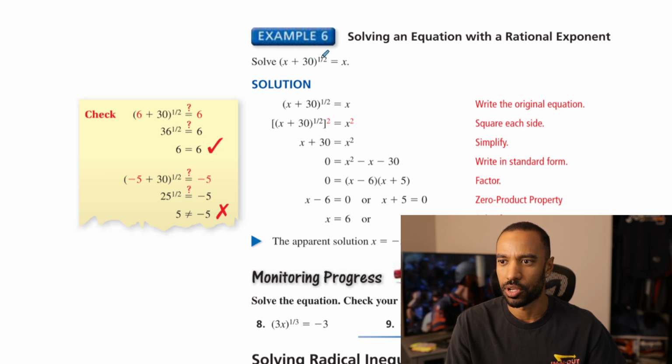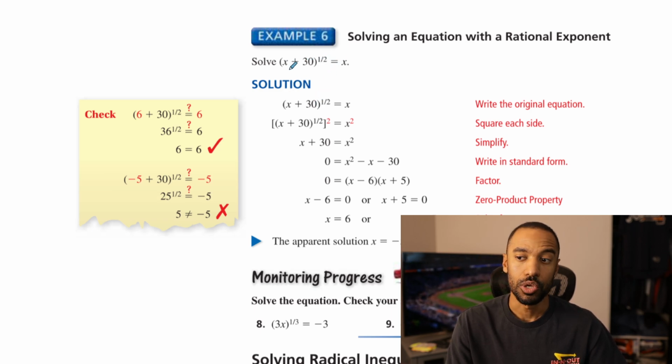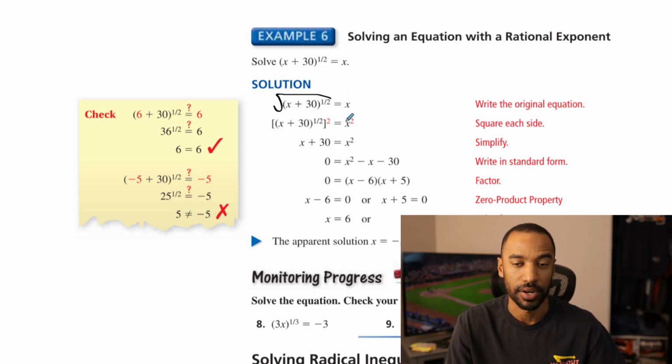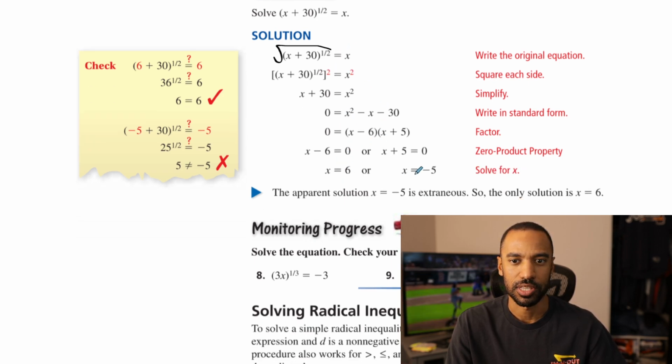x plus 30 to the 1/2 equals x. You can also say x plus 30 to the 1/2 is the square root of x plus 30, if you want to do that. That's why they're squaring both sides. And they're solving this. They get 6 and -5, and -5 doesn't work.